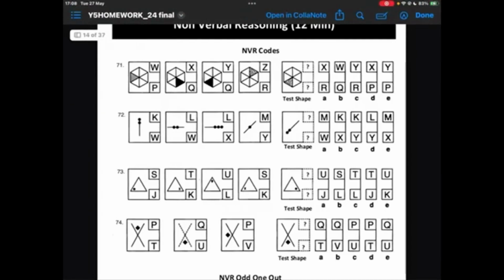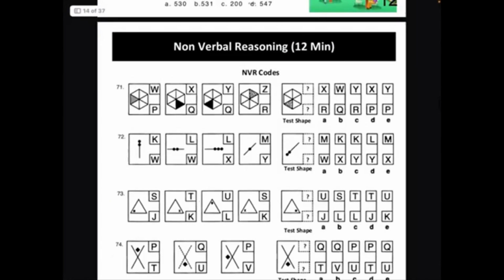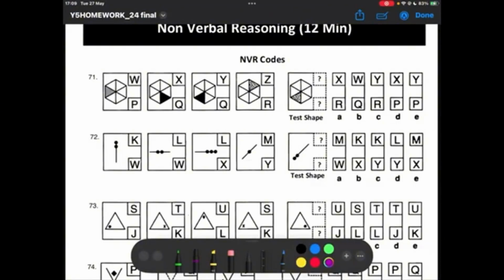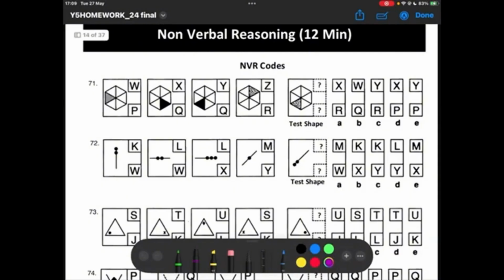So now I'm going to be going through the answers to the MVR section of this homework. So the first set of questions are the code ones. These are the ones that I think are the easiest too, because once you know how to do them, then they're just easy. What you do for these is you find which of the boxes have a letter in common in the same place, and then find what shape, pattern or colour they also have in common.